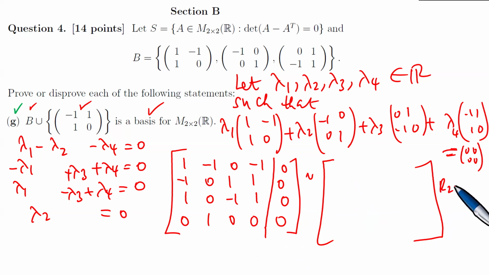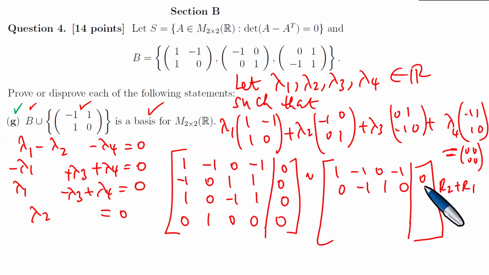So, row 2 plus row 1. 0 minus 1, this one, 0 here. Row 2 plus row 1. So now if you add this one, it's going to be 0. You add this one, you're going to get minus 1. You add this one, you're going to get 1, 0, 0. Okay, so row 3. What do we want to do here? We want to know if these are all 0.